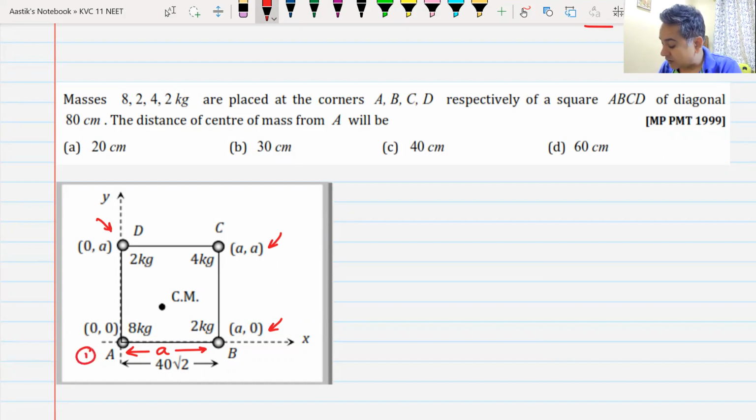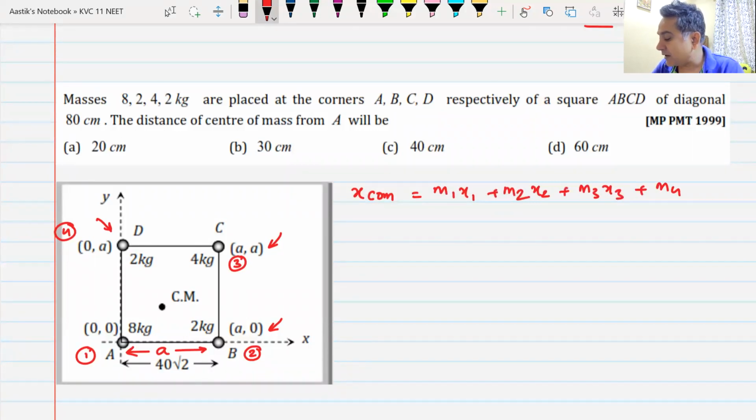Let me call this as body number 1. Let me call this as body number 2. Let me call this as body number 3. And let me call this as body number 4. So I'll get the answer in terms of A. To find the x position of center of mass, what do I do? I multiply m1 by x1 plus m2 by x2 plus m3 by x3 plus m4 by x4. And I divide it by m1 plus m2 plus m3 plus m4.